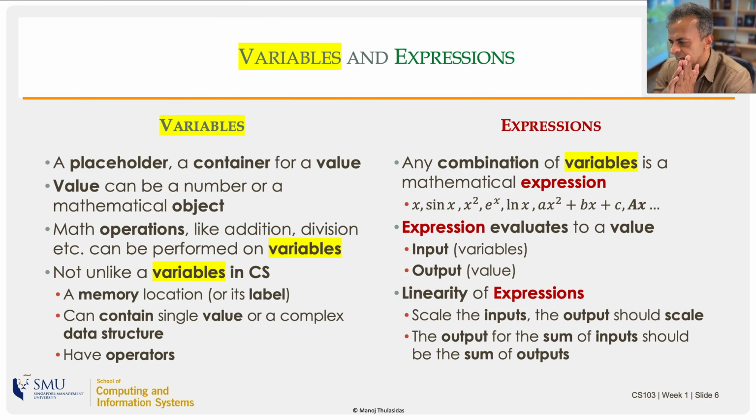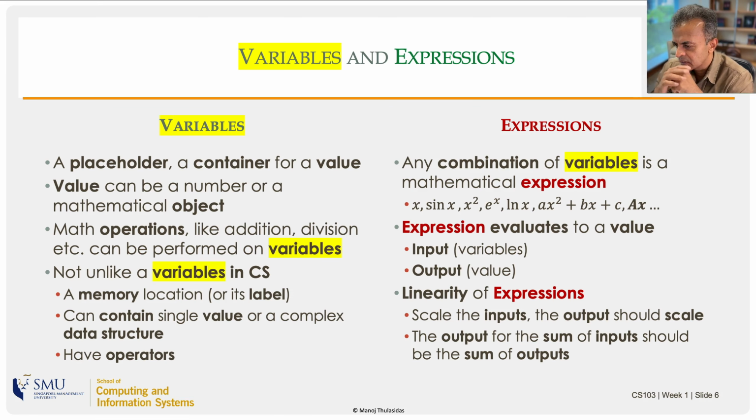So if the input scales, the output should scale. The second condition is that the output for the sum of inputs, that is, if I take the input and split it into two, then the output should be the sum of the outputs. Again, let me take this example, expression 5x. Now let's take the value of x as 3. So 5 times 3, 15, that is the value of the expression. Now the input is 3. Let me write the input as 2 plus 1. What's the output for 2? 5 times 2, that is 10.